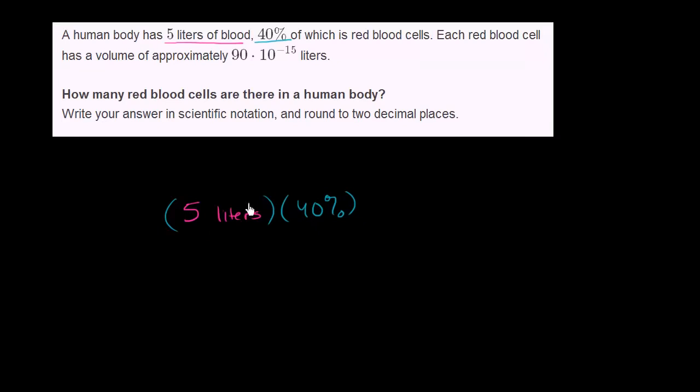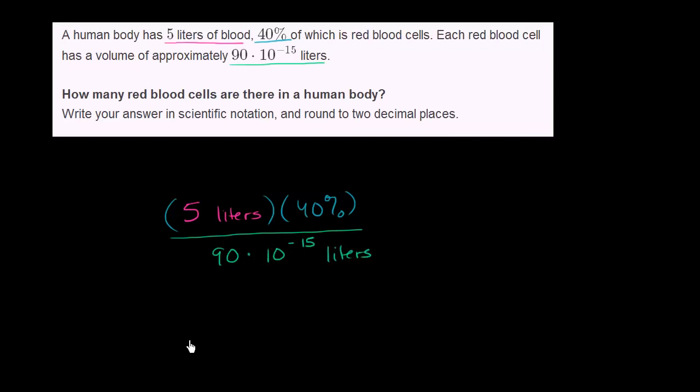Now, this is a total volume of red blood cells, and if we divide by the volume of each red blood cell, then we're going to get the number of red blood cells. So let's do that. Let's divide by the volume of each red blood cell. The volume of each red blood cell is 90 times 10 to the negative 15 liters. So let's see if we can simplify it.